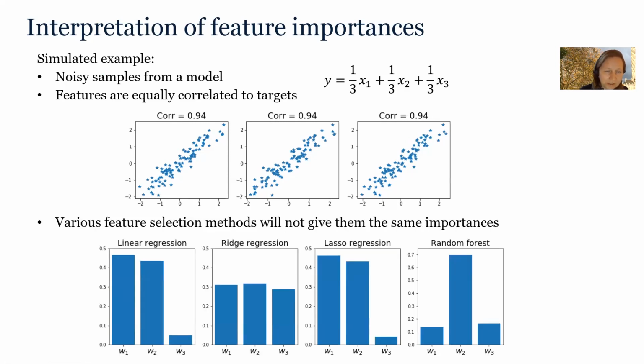But if we apply various model-based feature selection methods, you see that we will get different importances. So we can see that ridge regression is most stable. So we get similar importances for our features. This is what we would expect. But lasso regression will have unequal and random forest will have unequal feature importances. So that tells us that these 2 methods tend to select one feature that represents the whole cluster of correlated features rather than ranking them equally.